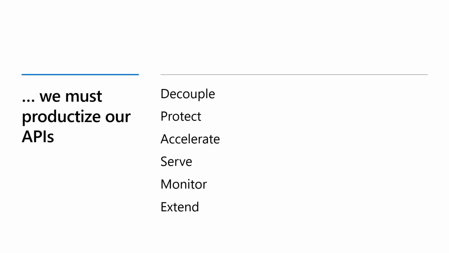As an engineer, you need to do a few things to accomplish that goal. You need to decouple the API from the implementation. You need to protect the API from abusive behaviors and abusive users. You need to accelerate the API to reduce the perceived latency. You need to serve the API to API consumers. You need to monitor the usage and errors of your API. And lastly, you also need to keep the extensibility options in future if you want to extend the architectures of your API.